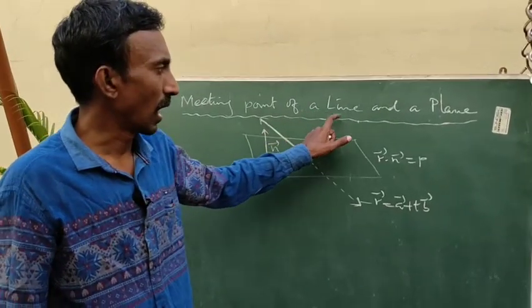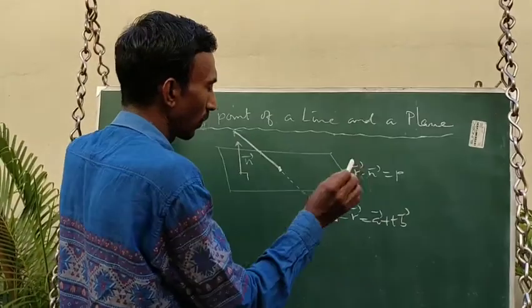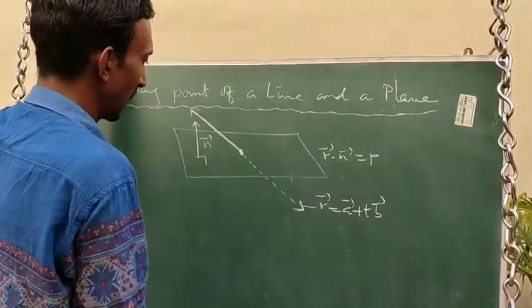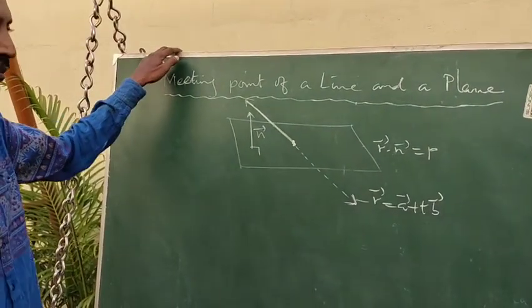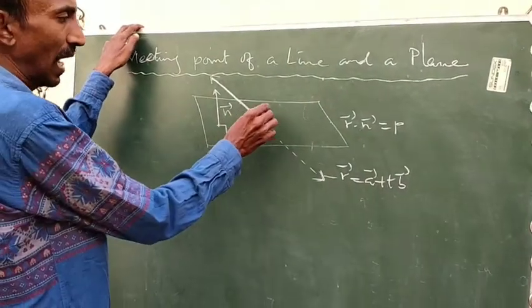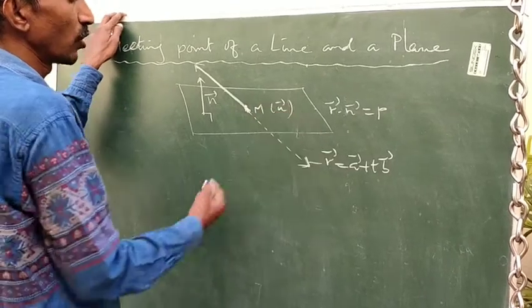Meeting point of a line and the plane. Suppose the plane equation is r vector dot n vector equal to p and the straight line is r vector equal to a vector plus t b vector. Now our aim is to find the point of intersection, or the meeting point, of the line and the plane. Obviously I assume this is M and the position vector is some u vector.